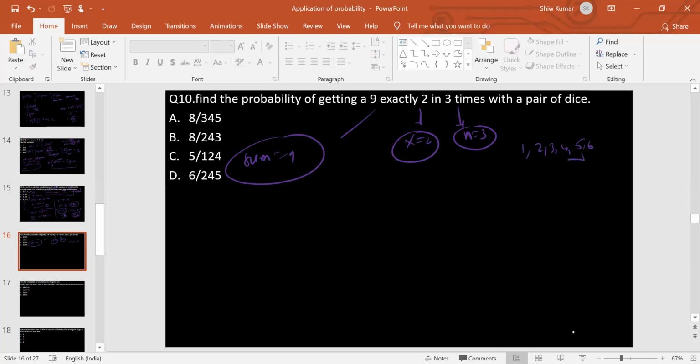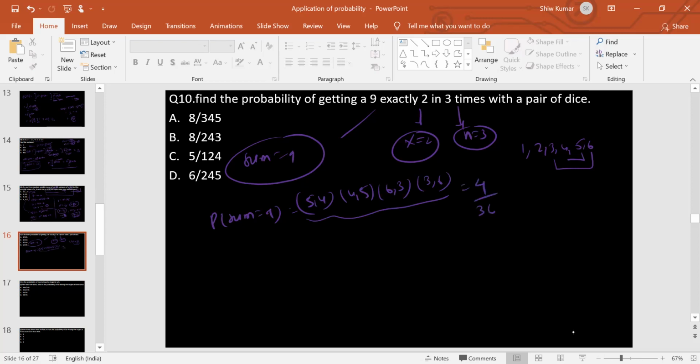तो अगर हम 5 4 ऐड करेंगे तो 9 आएगा, 6 3 भी ऐड करेंगे तो 9 आएंगे. So there are only 4 possible outcomes. Yani probability of getting a sum equal to 9 you find out, and it's 5 4, 4 5, 6 3 and 3 6. So there are 4 outcomes. And sample space is how much?